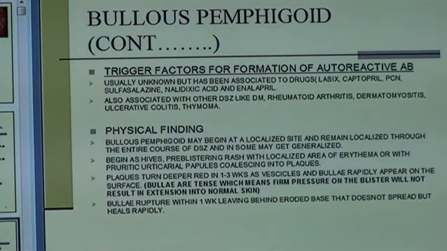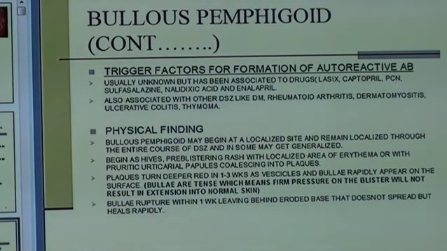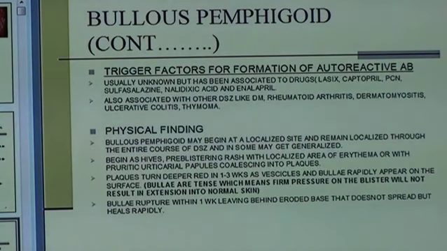Physical findings. It usually begins at a localized site and remains localized throughout the entire phase of the disease. And in some cases, it can get generalized. Usually begins as a hive-like, pre-blistering rash with localized areas of erythema or with pruritic urticarial papules coalescing into plaques. They will form erosions, and from erosions they get to plaques, which turn deeper red in 1 to 3 weeks as vesicles rapidly appear on the surface.